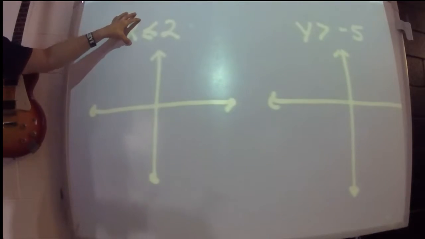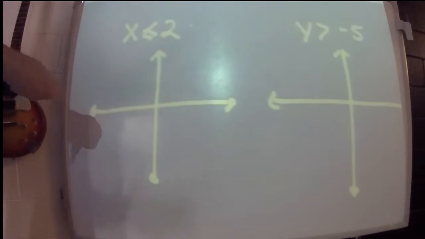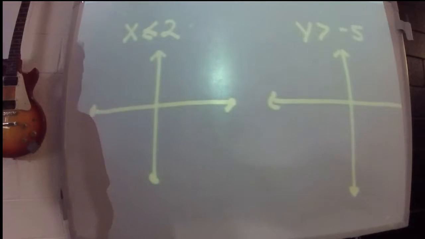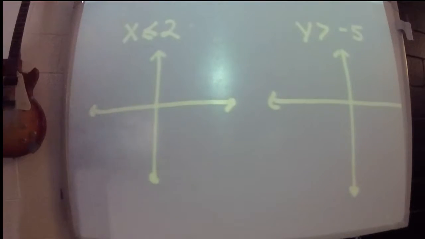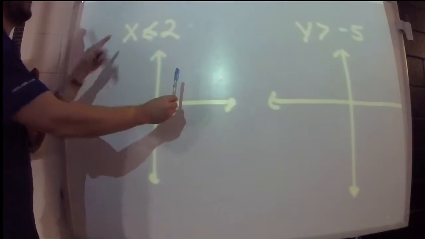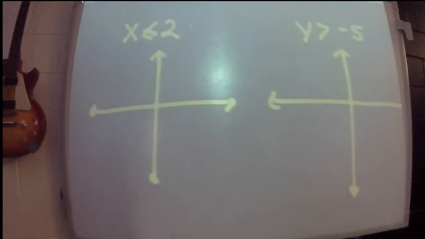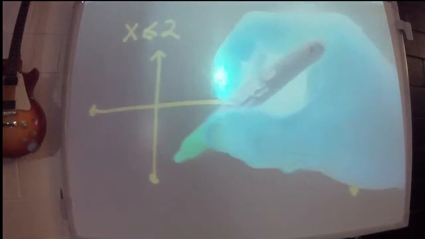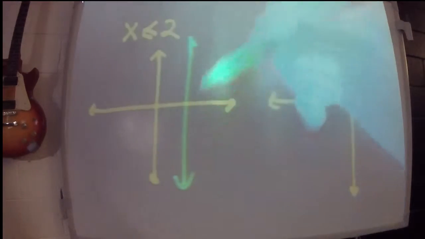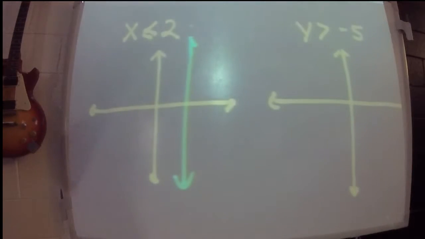On this one, where I have x is less than or equal to 2, what type of line is it, vertical or horizontal? If it just has an x? Vertical. So it's a vertical line at 2, and it's solid. So we have a solid vertical line at 2. And then if I am less than, which way did I shade? Left.